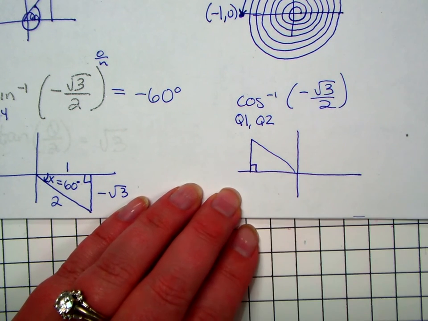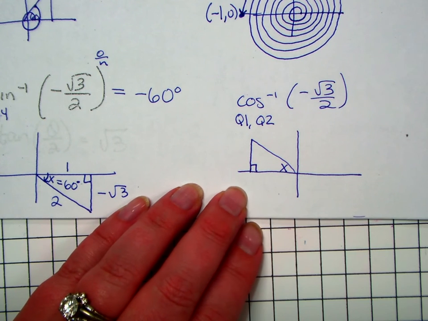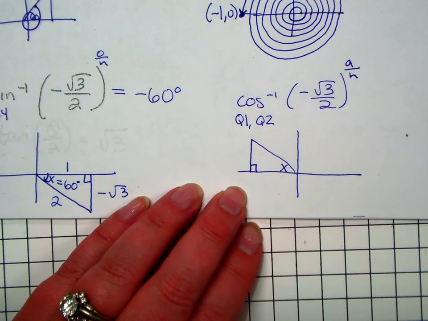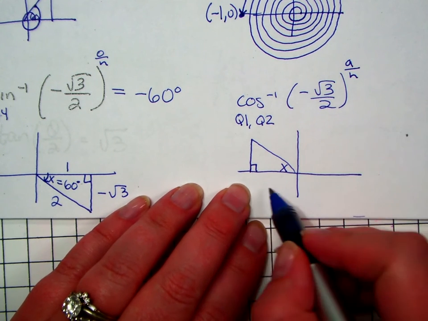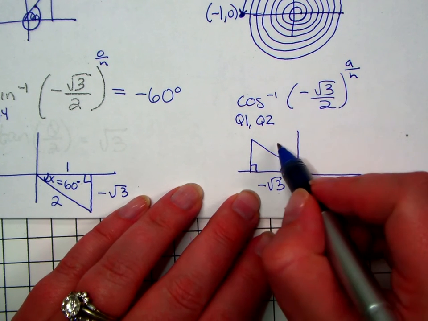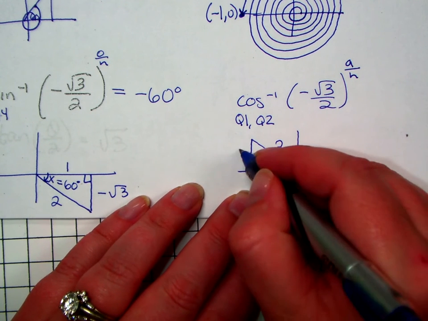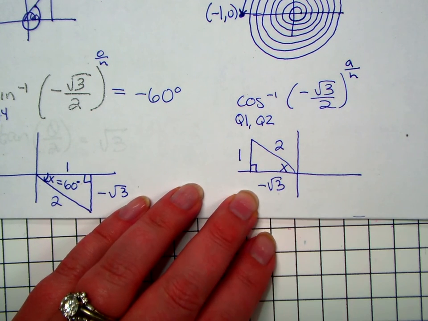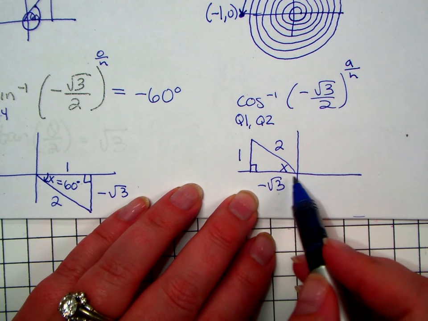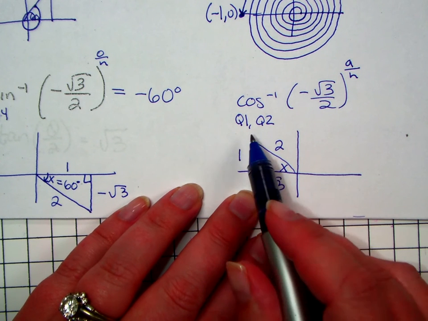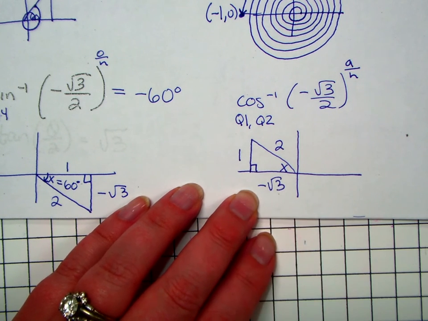There's my special triangle. There's the angle I'm looking for, right? Cosine is adjacent over hypotenuse. So I know the adjacent side is negative rad 3 and the hypotenuse is 2. So now the opposite side is 1, right? And the sign should make sense. We're going to the left, negative rad 3, up 1, hypotenuse always positive.